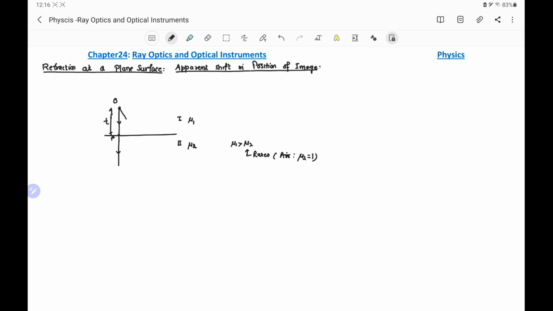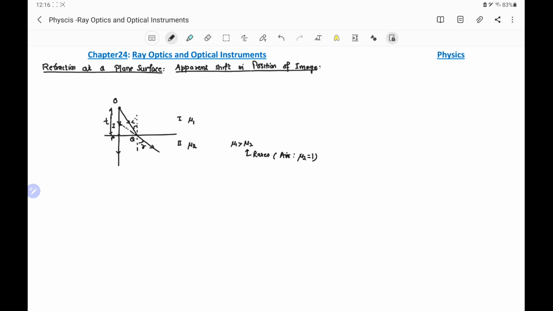Another ray is taken which falls on the surface at the point Q and makes an angle I with the normal. This is the angle of incidence. Because we have taken mu1 greater than mu2, it will deviate away from the normal, and the refracted ray will have the angle of refraction R. On retracing the refracted ray back, it meets the normal at the point I. This is the image of the object.